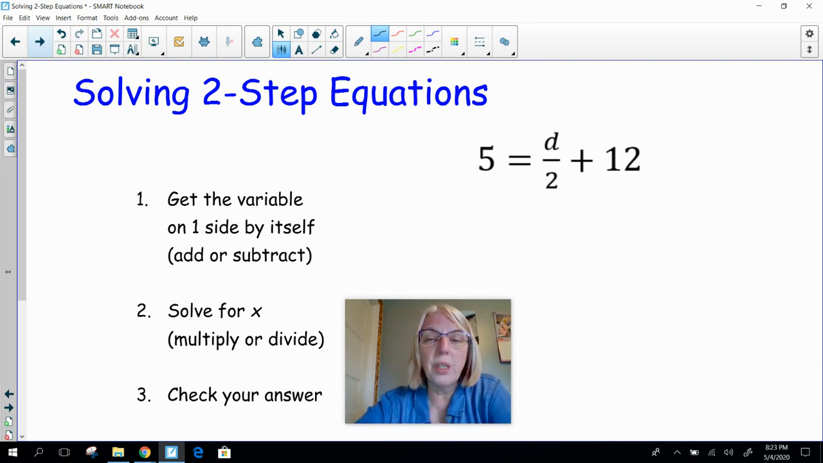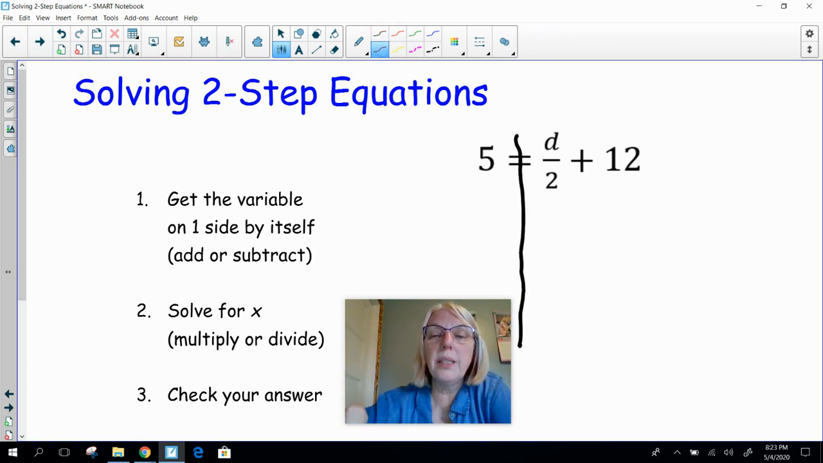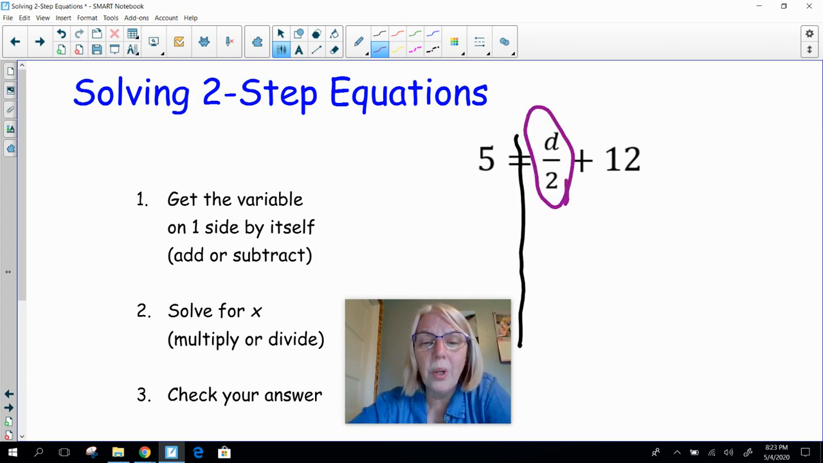Same exact procedure. I'm going to start by drawing that line, write down the equal sign. I'm going to find the variable. In this case, it's right here. It's d divided by 2. We want to get that by itself first. We always want to get that by itself first. And the problem right now is, what's happening to that? Well, we're adding 12. So we want to do the opposite, and the opposite of add is subtract. So we're going to subtract the 12 from both sides.